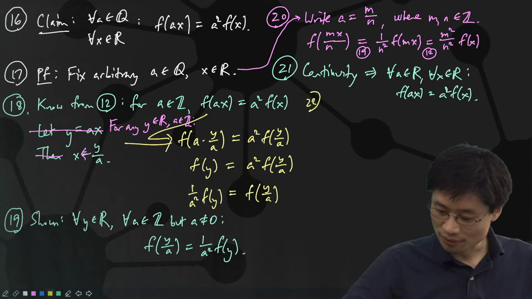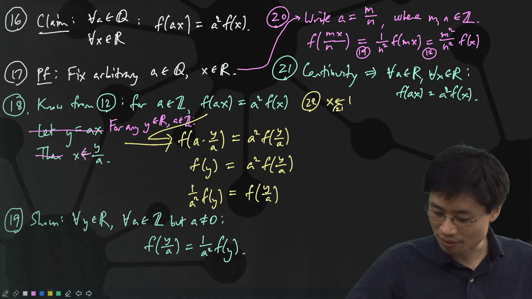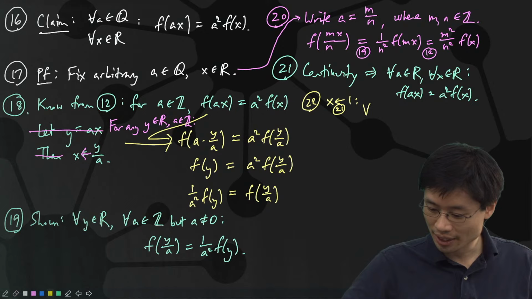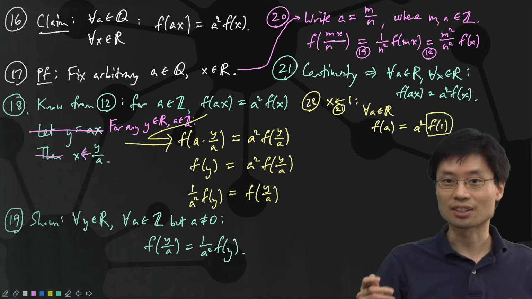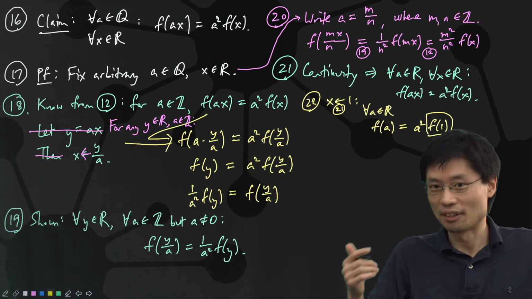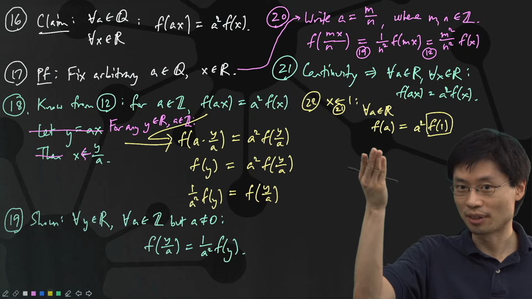So if I use x equals 1 in the 21, I'm just going fast because we're out of time. If I use x equals 1 in 21, I just find out that for every a, which is a real number, f of a is equal to a squared times f of 1. And this is that constant c, right? Whatever the function happens to be, the function has some value at 1. That's your c. And every other thing you stick into the function is just going to be that thing squared times that constant.